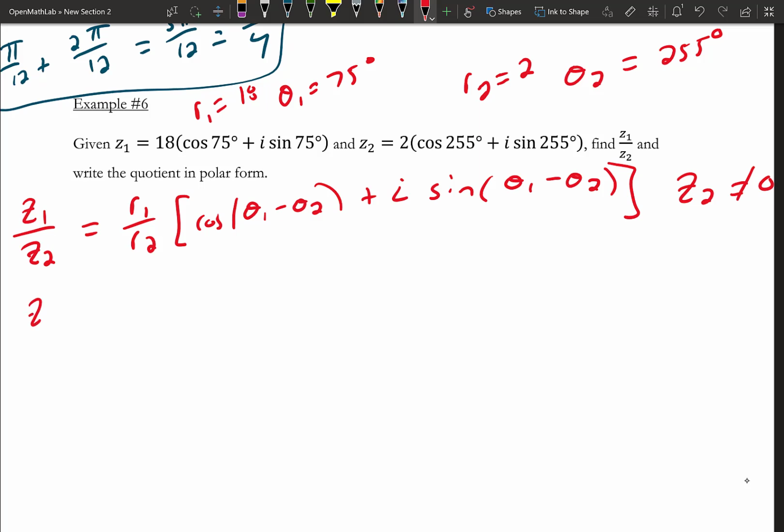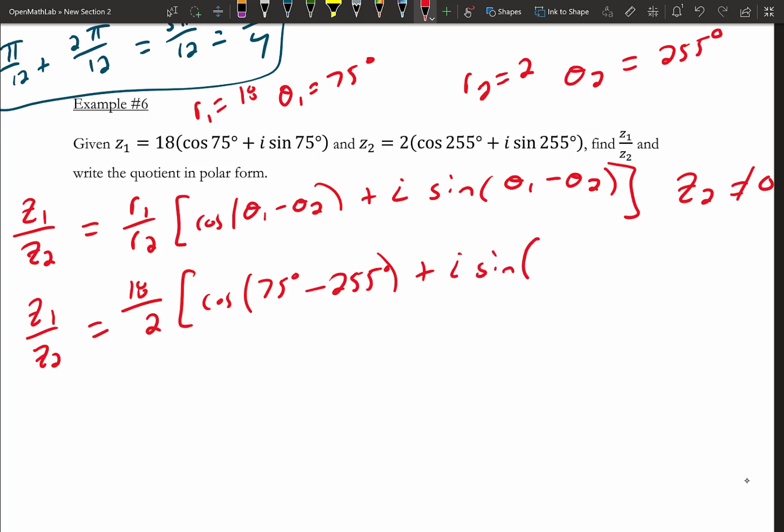So z1 divided by z2, if we just plug these values in, we would have 18 divided by 2 times cosine of 75 degrees minus 255 degrees plus i times sine of 75 degrees minus 255 degrees, which is equal to 9. 18 divided by 2 is 9. And then 75 minus 255 is 180.